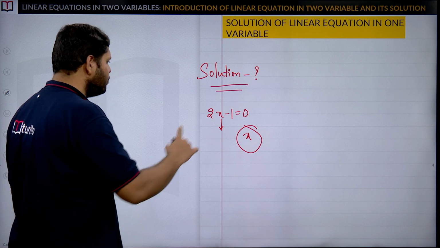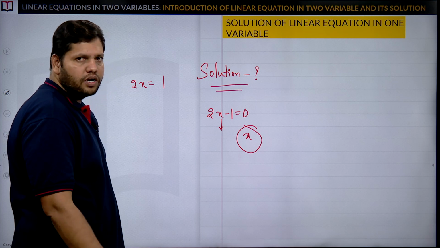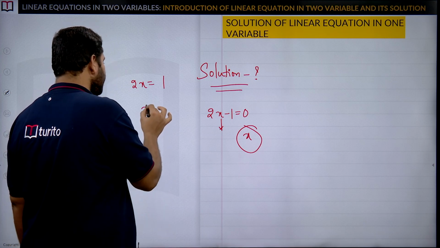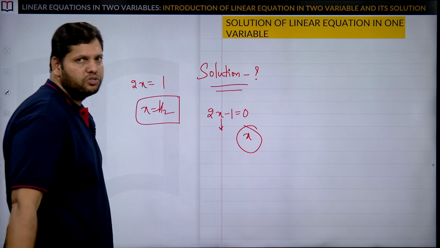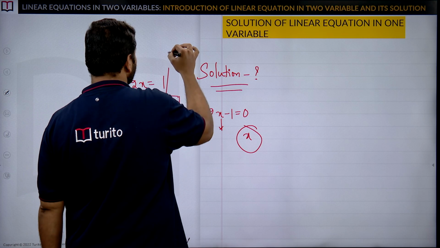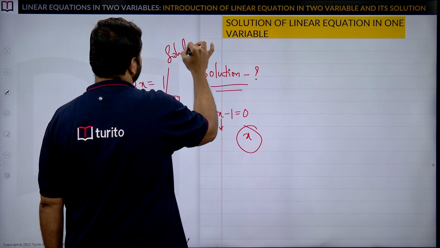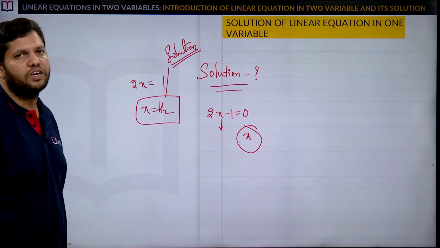So this is what? 2x minus 1 equal to 0. So I can write 2x is equal to 1. Then x is equal to, I can write as 1 by 2. Are you getting my point, children? So here x is equal to 1 by 2, what we call it, children? It is a solution. So this we can call the solution of a linear equation in one variable.